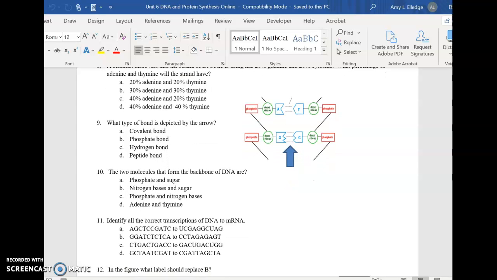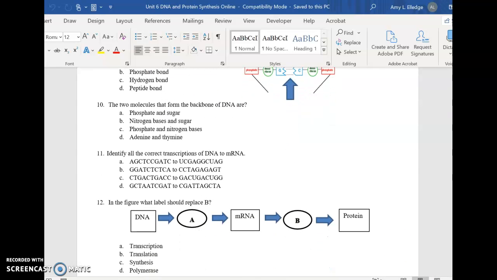Number 9, what kind of bond is depicted there? So you need to know the kind of bond that is between your bases. So A and T has 2 of these bonds, C and G have 3. Those are your weak hydrogen bonds. All right. Peptide bonds are found in proteins. Covalent bonds are actually between the sugars and the phosphates on the side because they're strong bonds. All right. And the phosphate bond is not even a thing. Not for this.